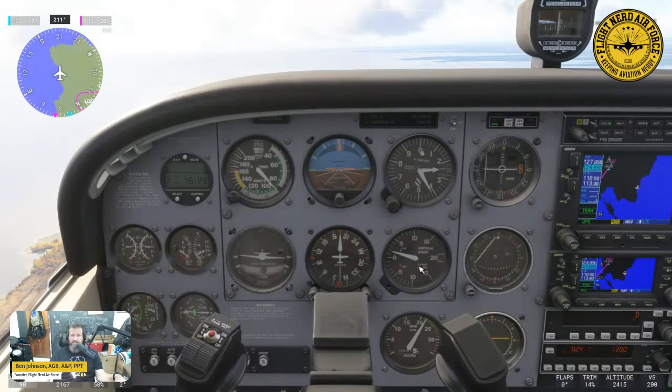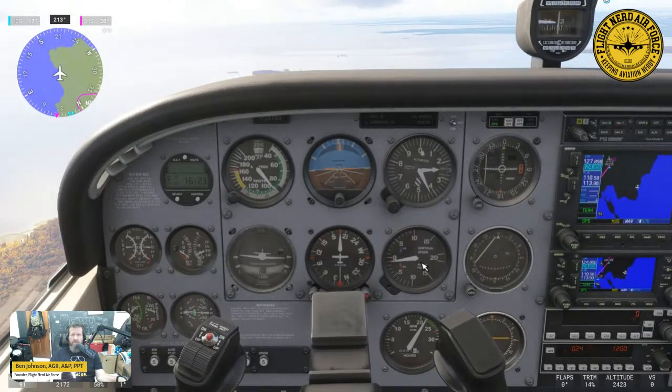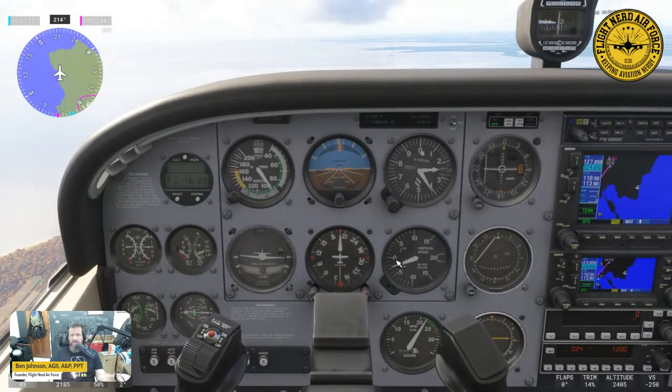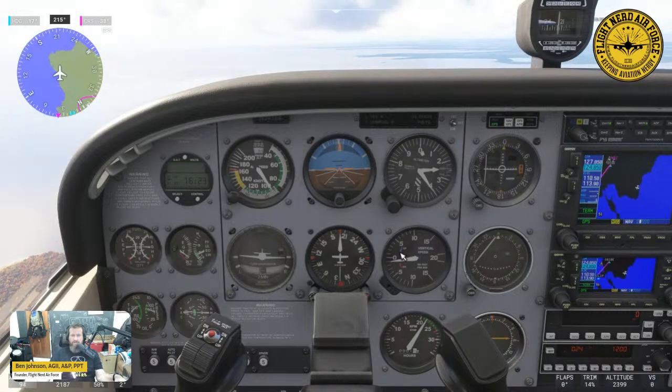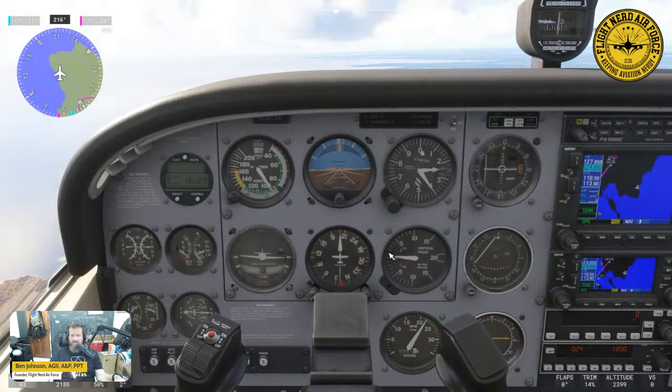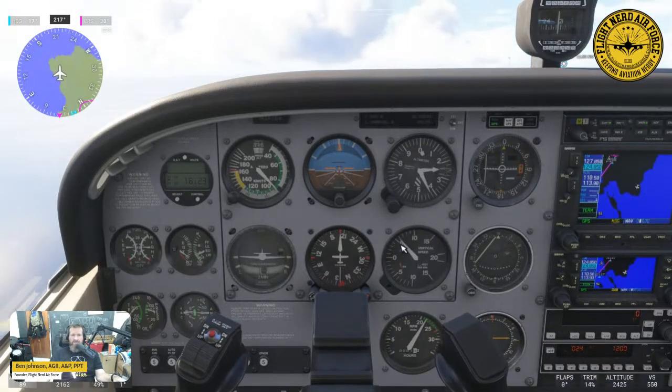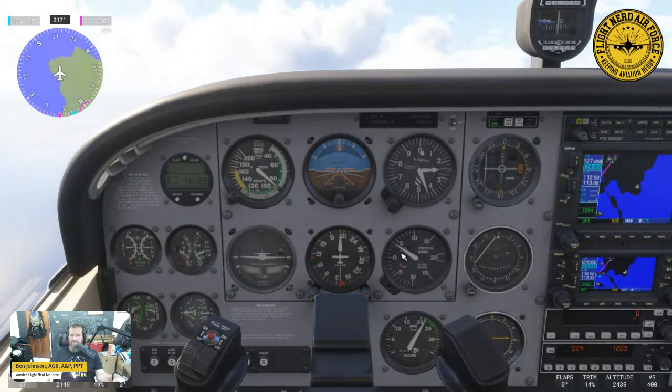One last instrument here is our vertical speed indicator. This one tells us at what rate we are climbing or descending. So you can see right now, 0 means we are not climbing or descending. Each one of these tick marks is 100 feet per minute. So if we go up to the 5 here, that means we are climbing at a rate of 500 feet per minute. Let's see if I can get it up there.